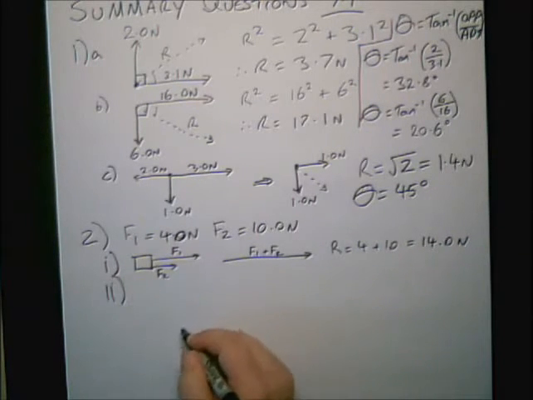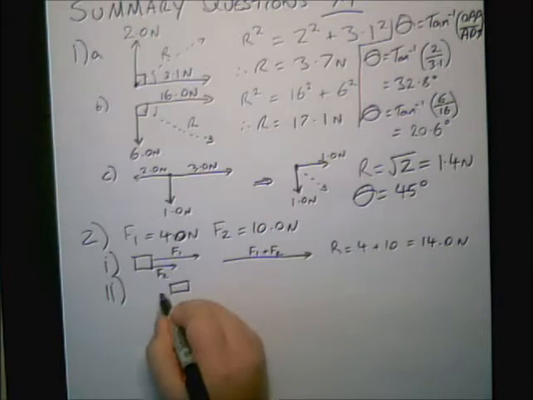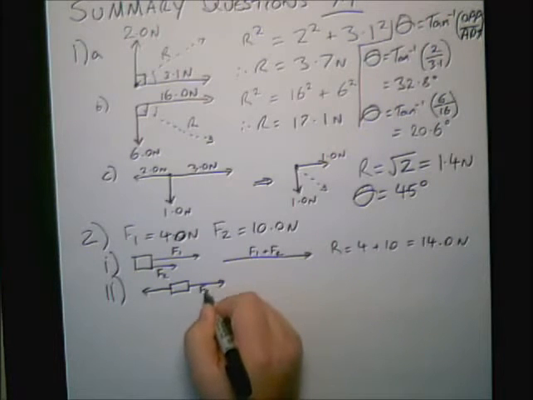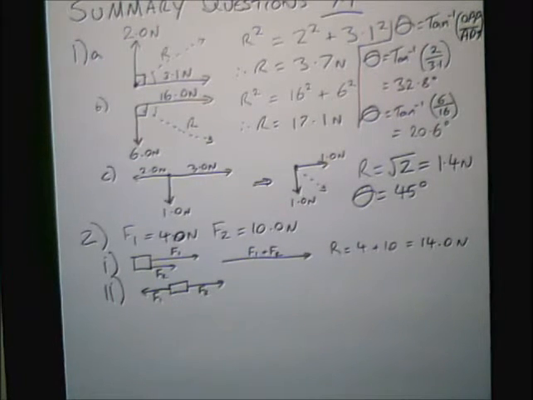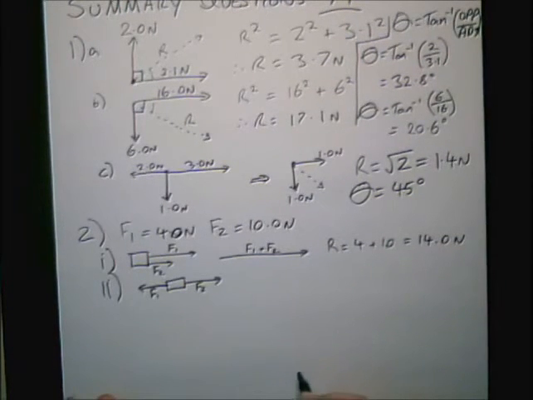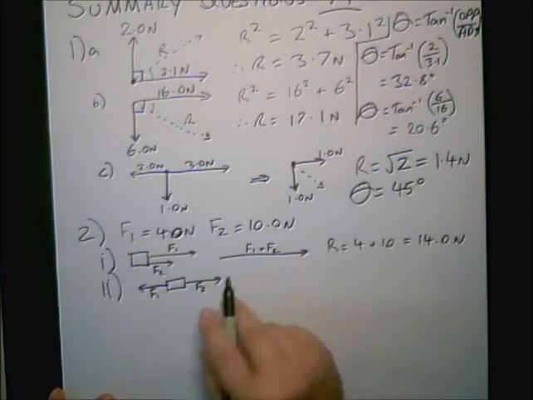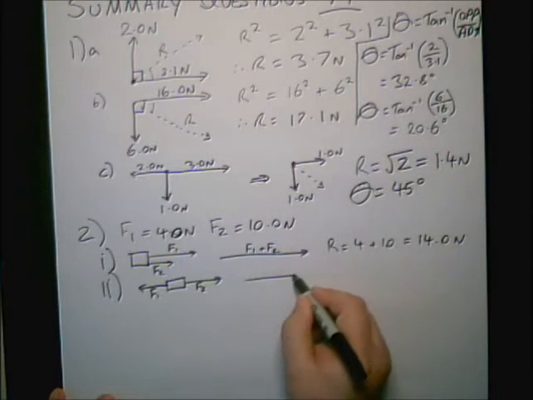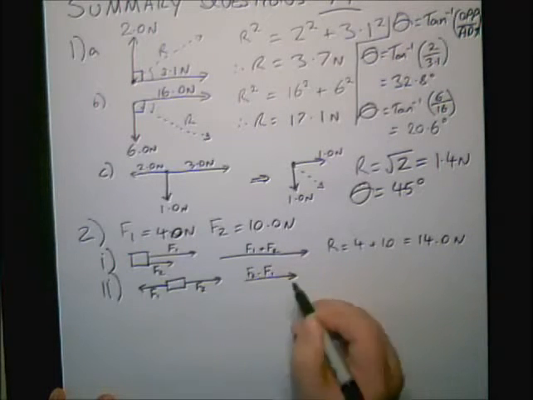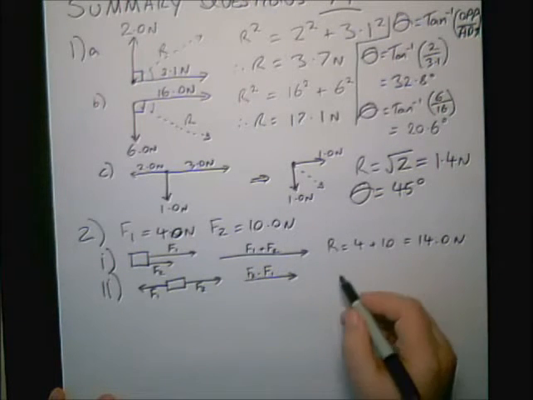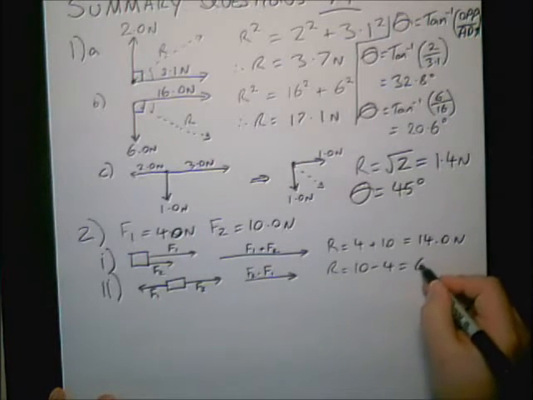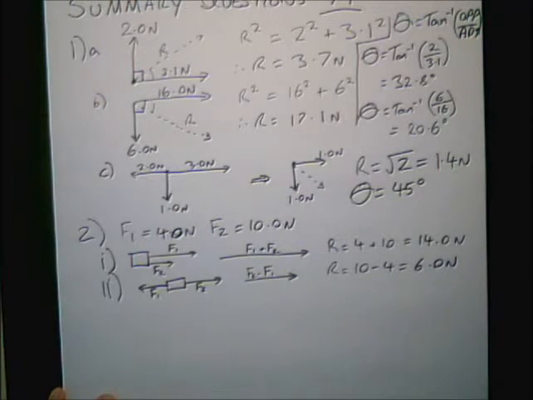The second part, this time we've got the mass in the middle, and we've got one force this way and one force this way. So clearly one is going to reduce the other, and therefore we're going to have a resultant. F2 in this case is bigger, so we'll have a resultant in this direction of F2 minus F1. So R will be 10 minus 4, which will be 6.0 newtons.